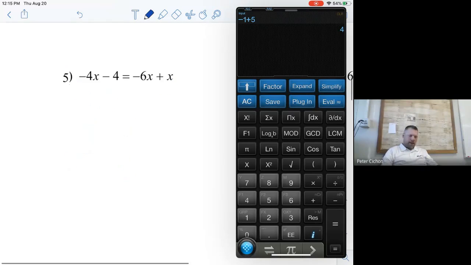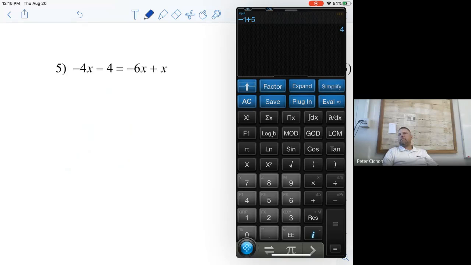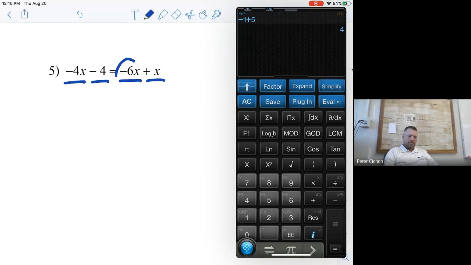All right. Let's go to 5. Now you got variables on both sides, and you have 2 variables on the same side. So you got an x and a 4. Those don't go together. But then you got a -6x and an x. Those 2 you have to put together. -6 plus 1. So -4x minus 4 equals negative 5x.